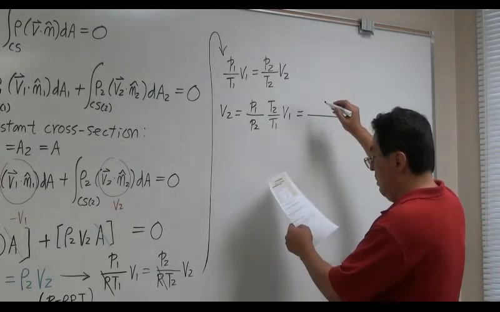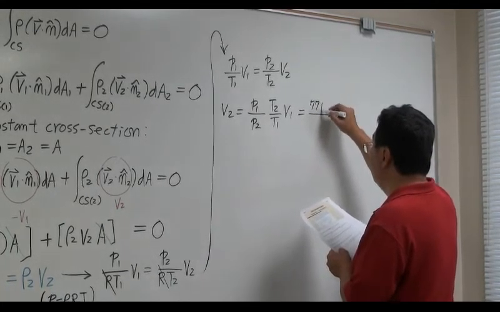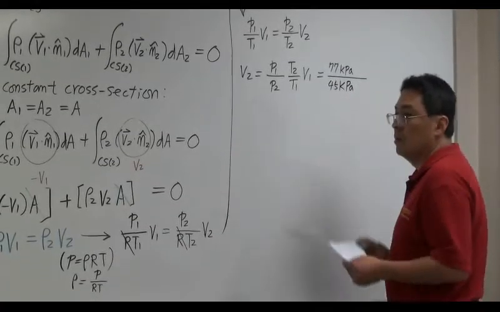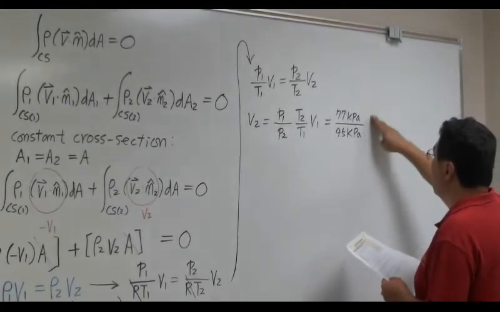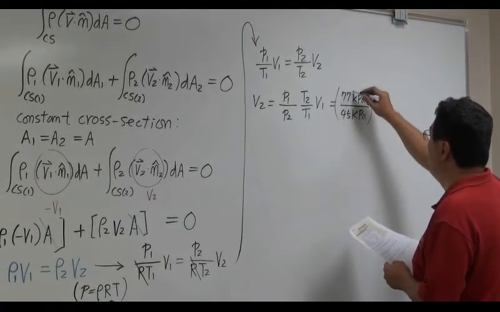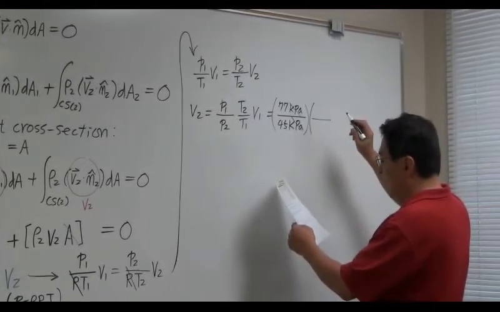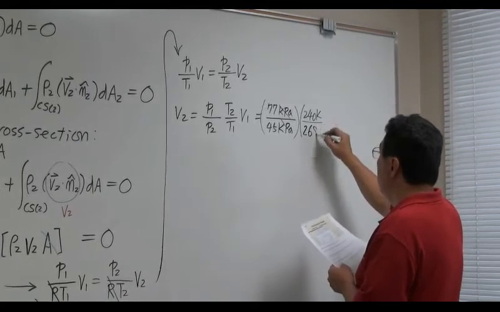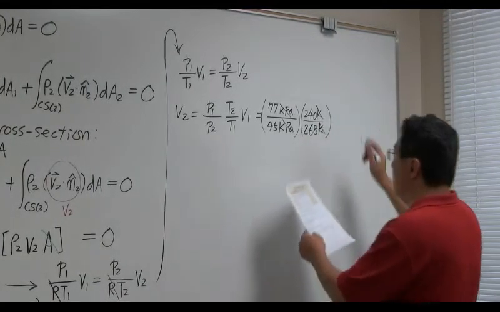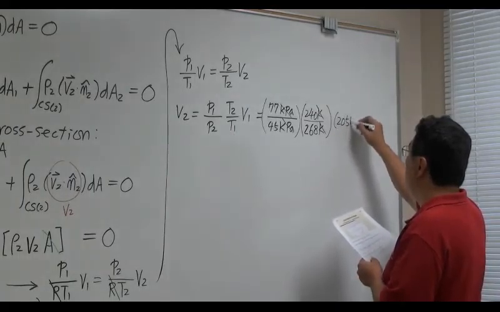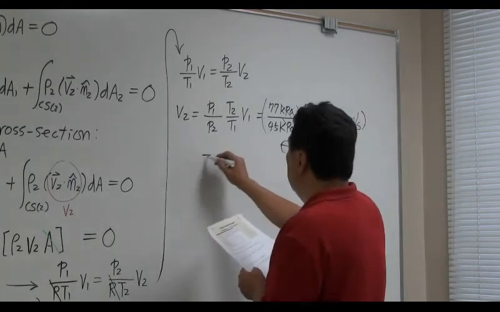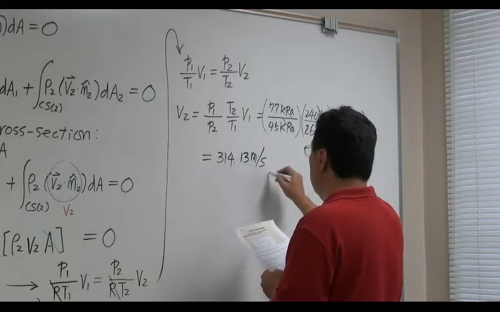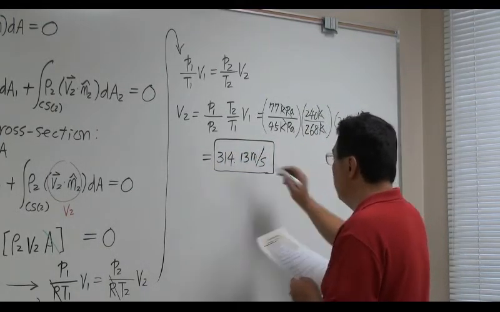So this is P1, 77 kilopascal. P2 is 45 kilopascal. Okay, units cancel out. Multiplied by the temperature ratio. T2 is 240 Kelvin. T1 is 268 Kelvin. Once again, units cancel out. Velocity V1 was given, 205 meters per second. So this is going to give you 314.13 meters per second. All right.